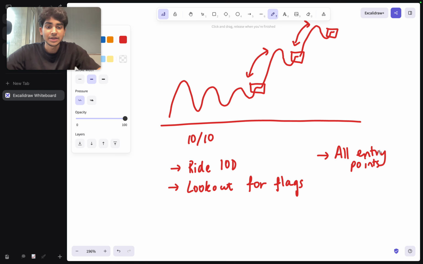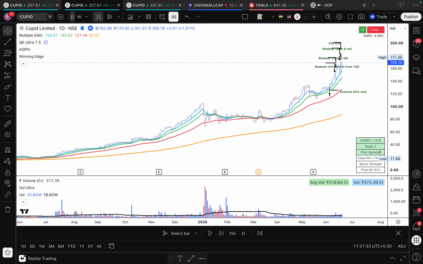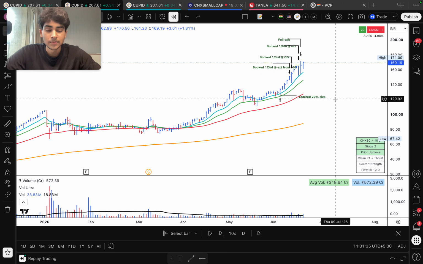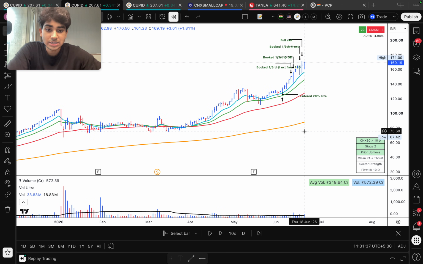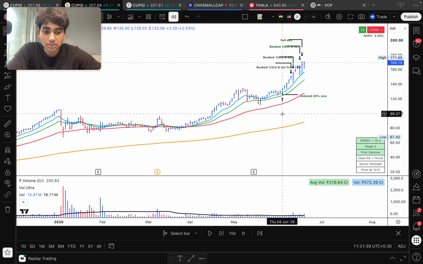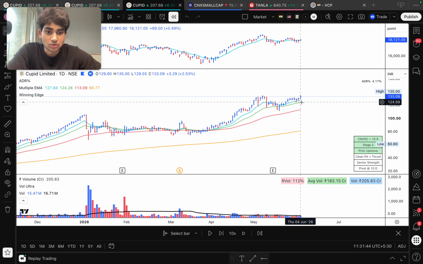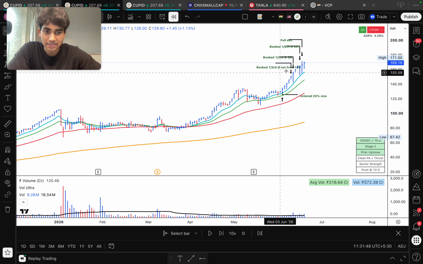Okay, now let's break down the particular stock Cupid. What did I do right and what did I do wrong? So firstly, starting with my first entry point, I entered the stock on the 4th of June, right? And if I have a look at what the index was doing on that day, all right, so the index was above the 10-day moving average. All right, so positive signs.